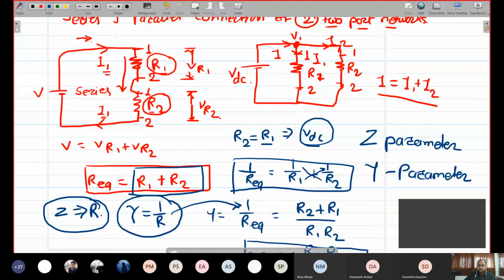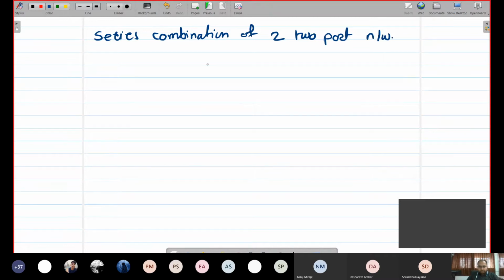So let us go to the series combination of two-port network. Let me draw the two-port network as a block diagram only, a black box. We used to draw it, isn't it? And let me draw over here another two-port network. Is that fine?